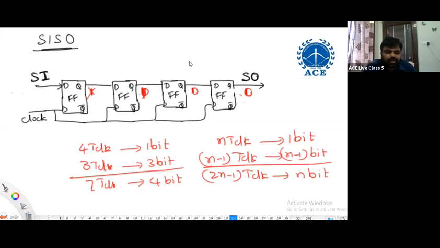I hope this is clear. This is a serial input, serial output operation. In this, for an n-bit register, it requires 2n minus 1 clock cycles. Any doubts? Let me take your doubts for today. Again, we resume tomorrow.